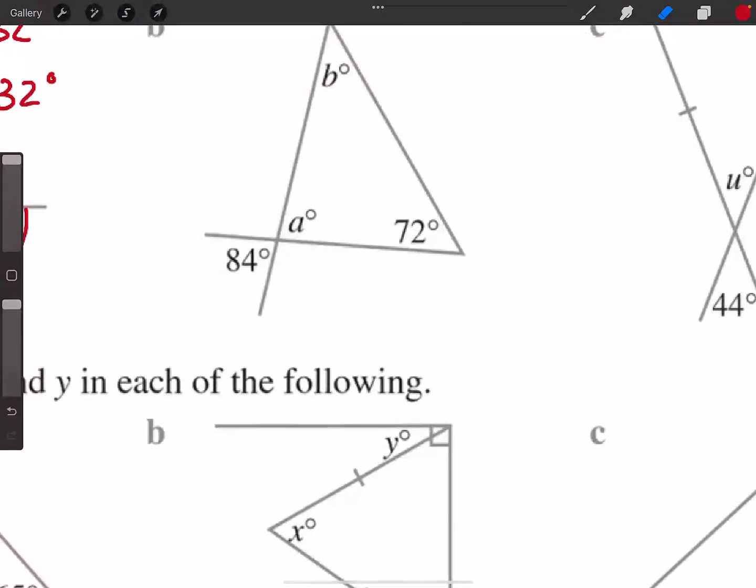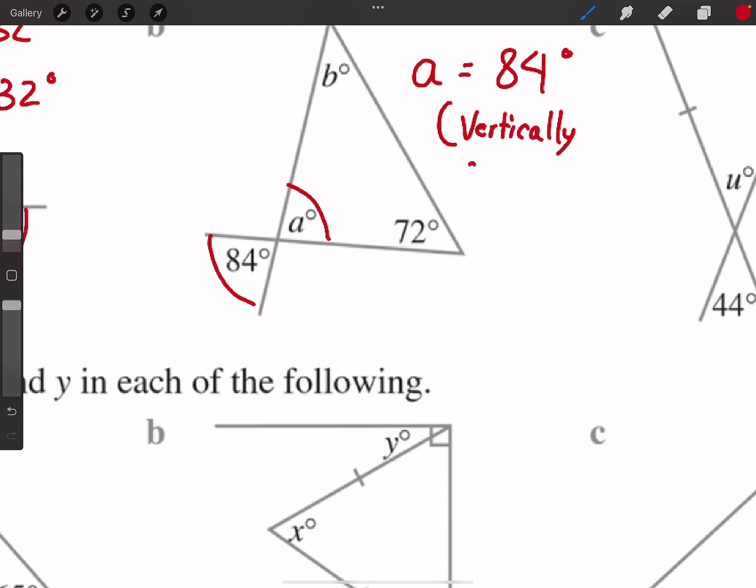Question B. Okay, so we're going to work on, let me see. Yes, I can see that this one is 84 and this one must also be 84. The angle A is equal to 84 degrees. Okay. And the reason is because they're vertically opposite angles. So I'm going to put in brackets: vertically opposite angles.